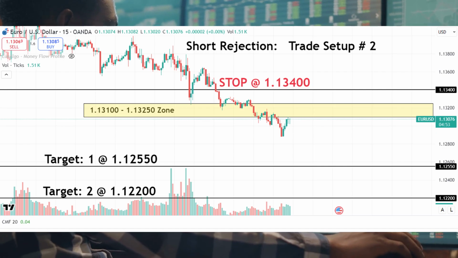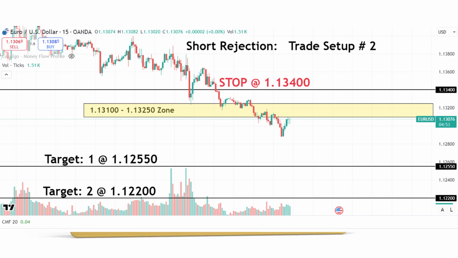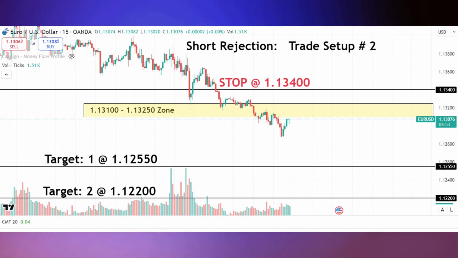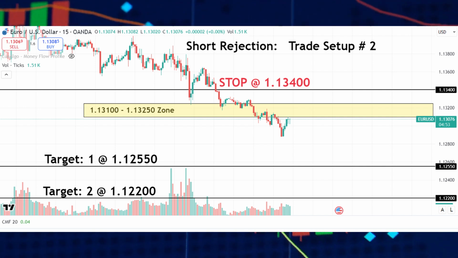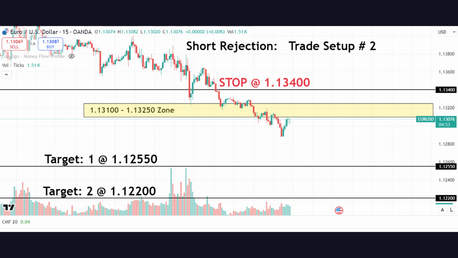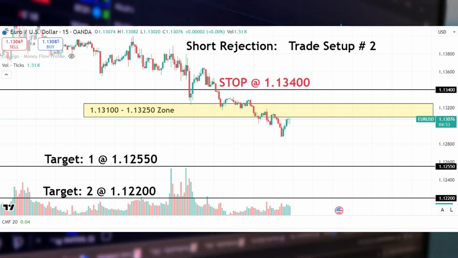Now, moving on to trade setup number 2, the intraday rejection short. If price retraces up into the 1.1310 to 1.1325 zone, but the CMF stays negative and volume remains weak, here's what you want to watch for. Look for a rejection wick or a bearish engulfing candle to re-enter short. The stop goes above 1.1340, and you'll be aiming for the same downside targets as in trade 1.